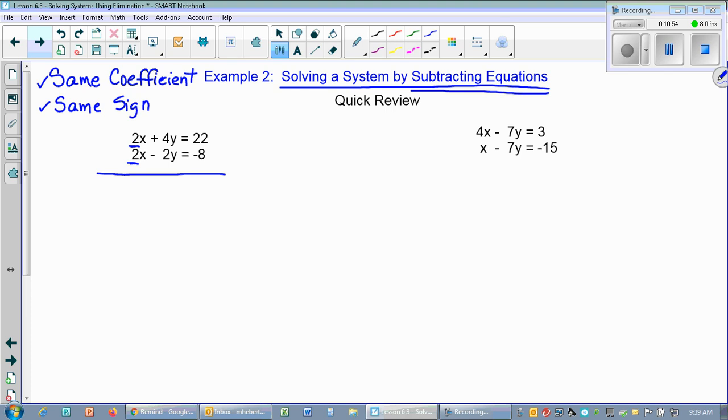We're going to go ahead and subtract these two equations. So we're going to subtract the first column, subtract the two numbers in the second column, and subtract the two numbers in the third column.